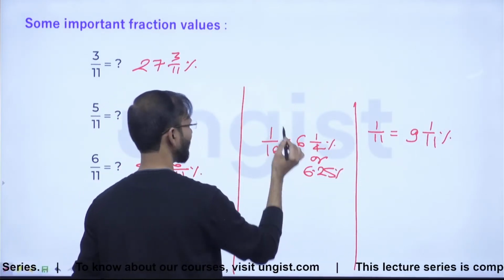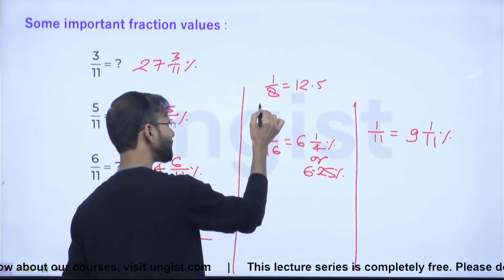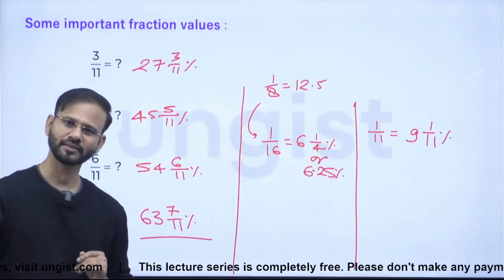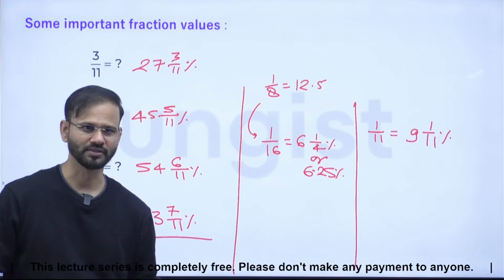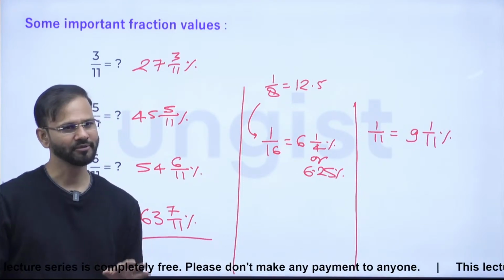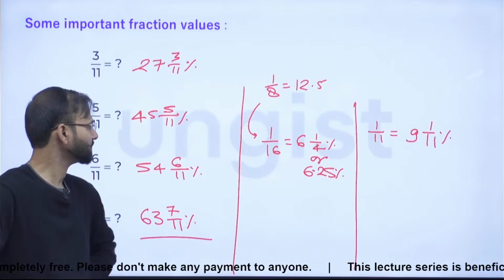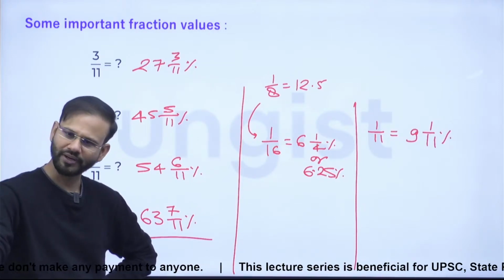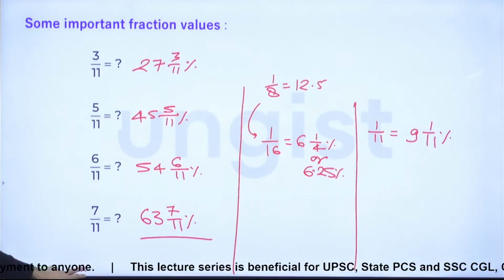Guys, yes or no? Why? Because 1 by 8 is 12.5. So this is half of 1 by 8. Yes or no? Right? So this is 6.25, or you can say it is 6 1 by 4%. Everybody fine now? Harsh, are you getting it? Okay, good. Aditya, done? All of you fine now? Shall we move, guys? Okay. Let's go.